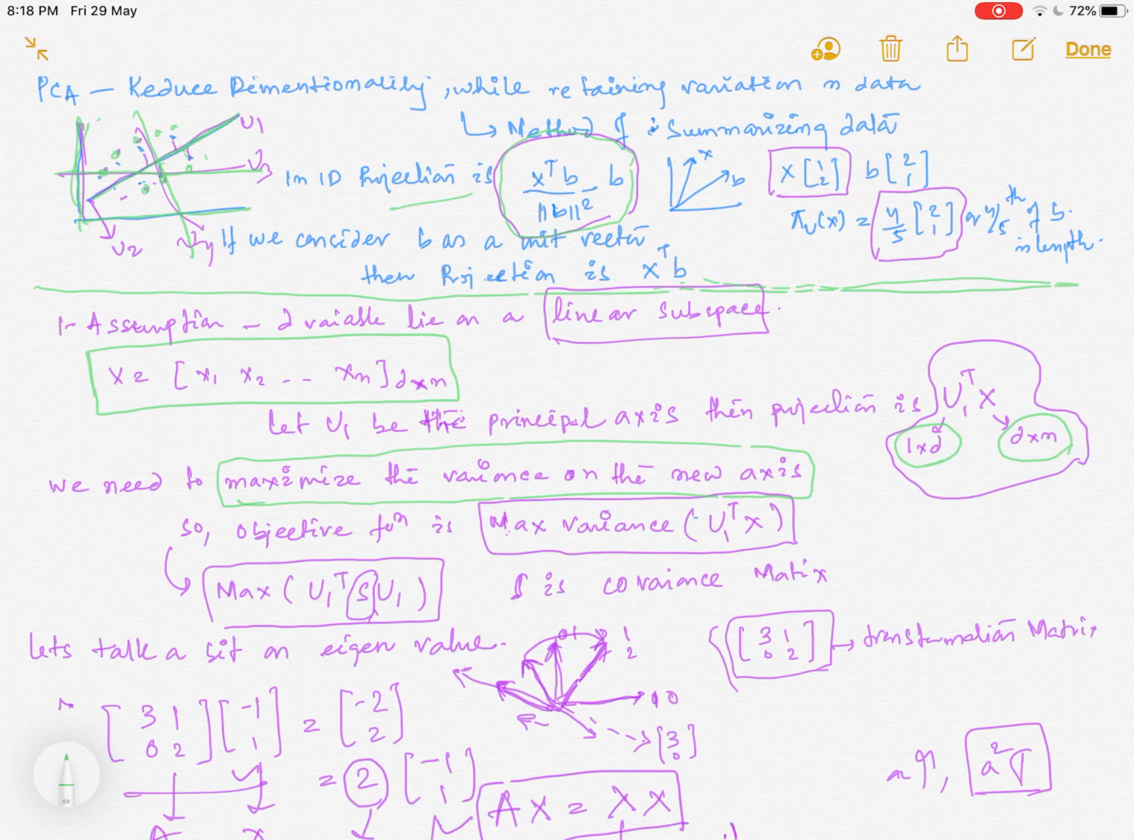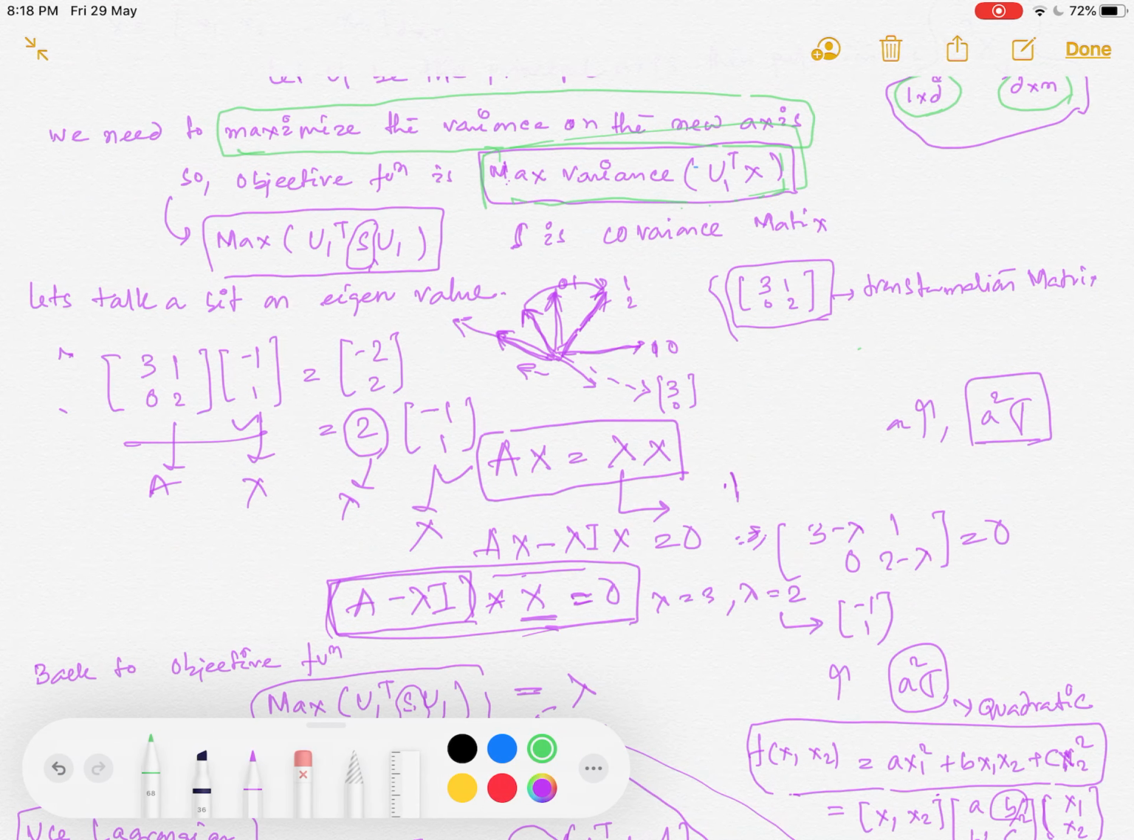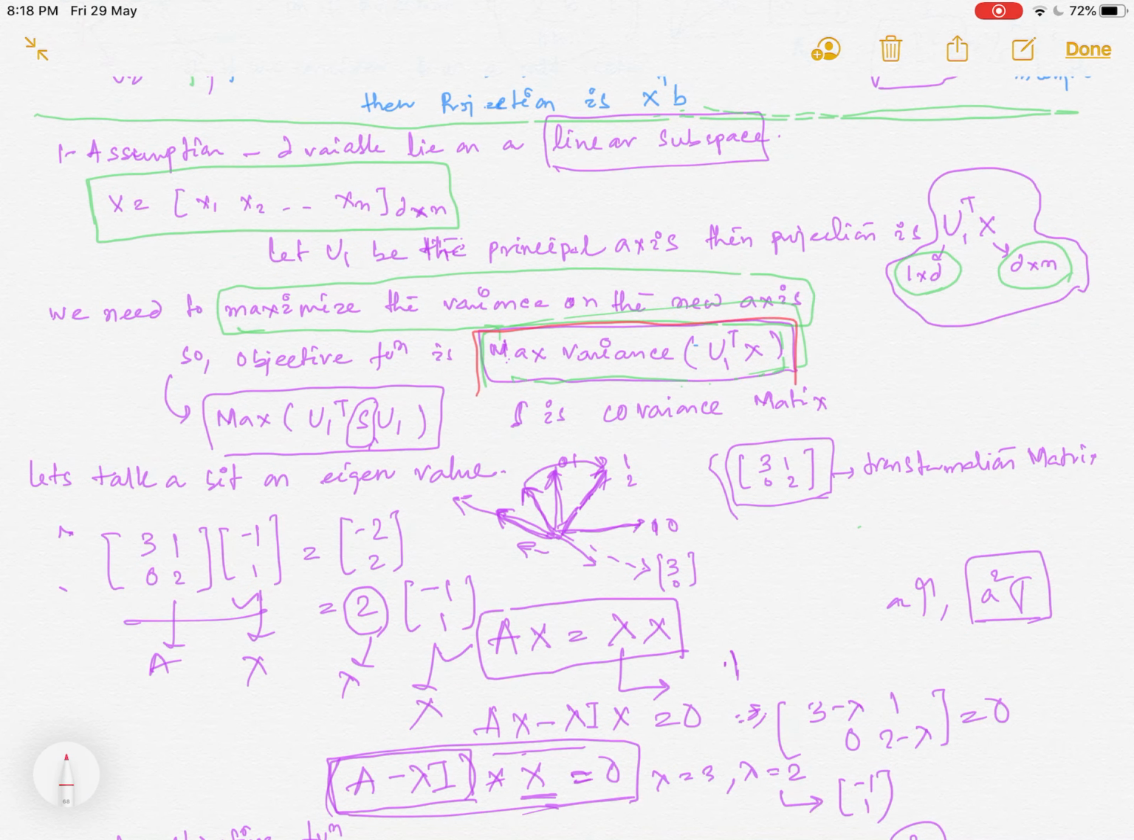So we need to maximize the variation of u1 transpose x. Given a vector x, if it has the mean mu and standard deviation sigma, and we apply any form of transformation or multiply it by a constant, say a, the mu gets multiplied by a, but the variance gets multiplied by a squared. So a quadratic type of equation is formed.